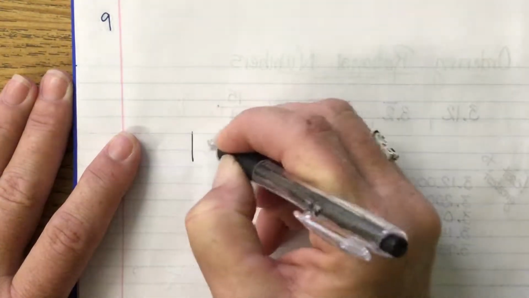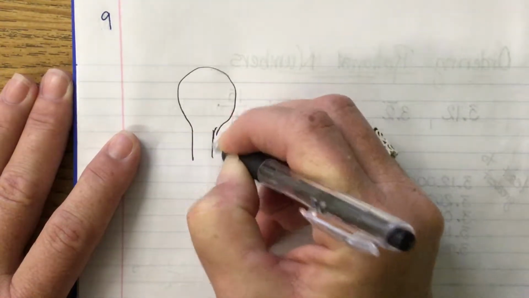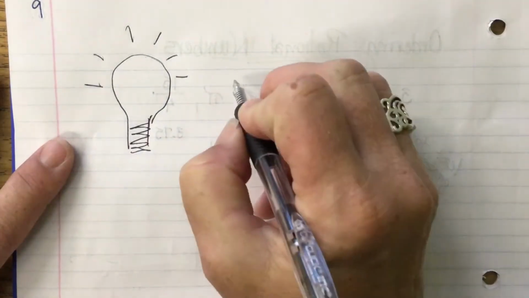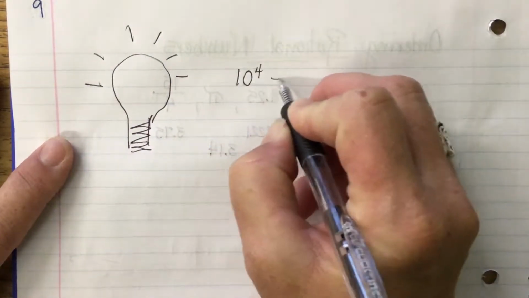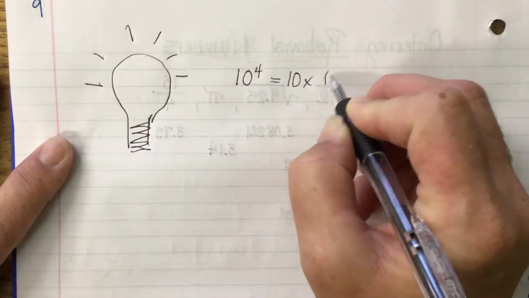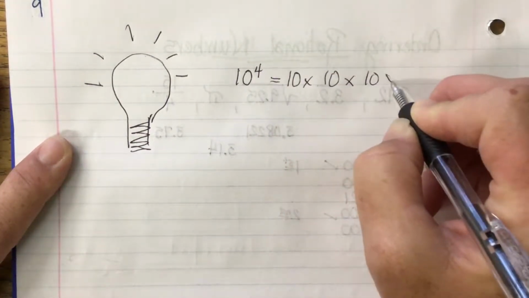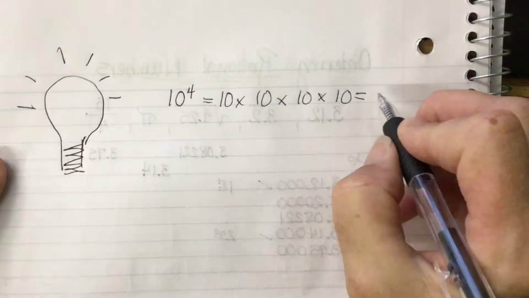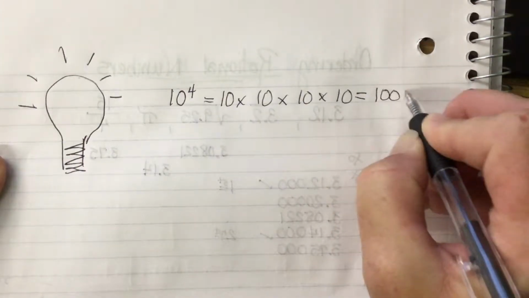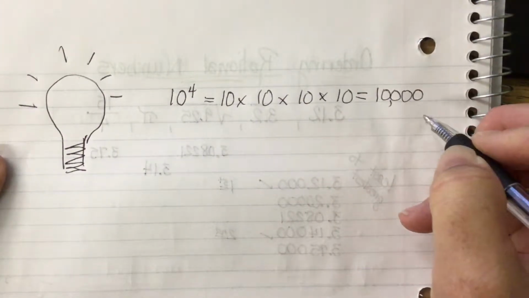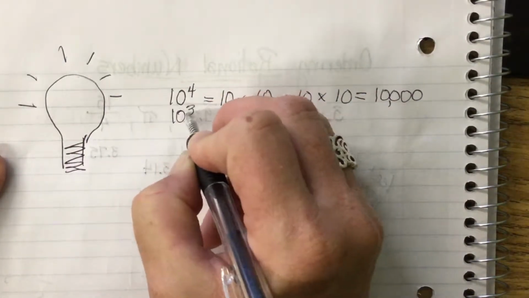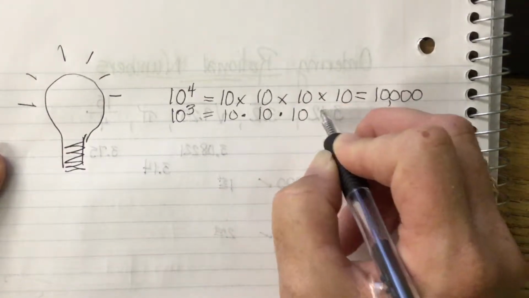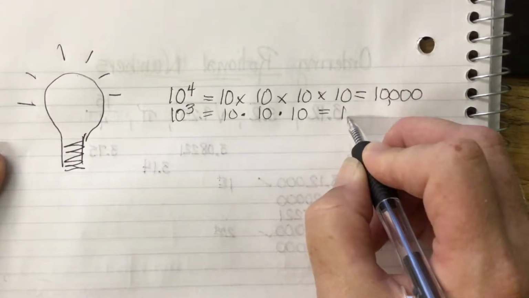What I want you to do is put a light bulb, like an idea, right? What is 10 to the 4th? That means 10 times 10 times 10 times 10, and that equals 10,000, you're going to have 1 and 4 zeros. What is 10 to the 3rd? 1,000. That's right, you're going to have 3 zeros.